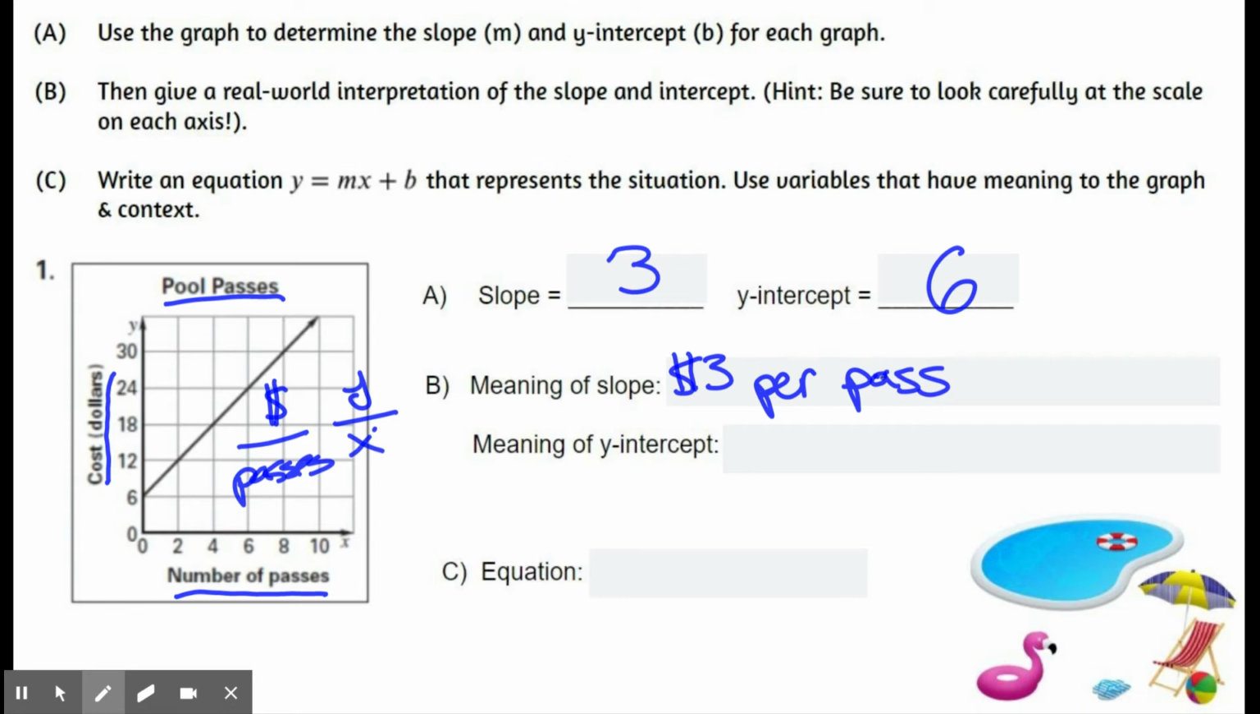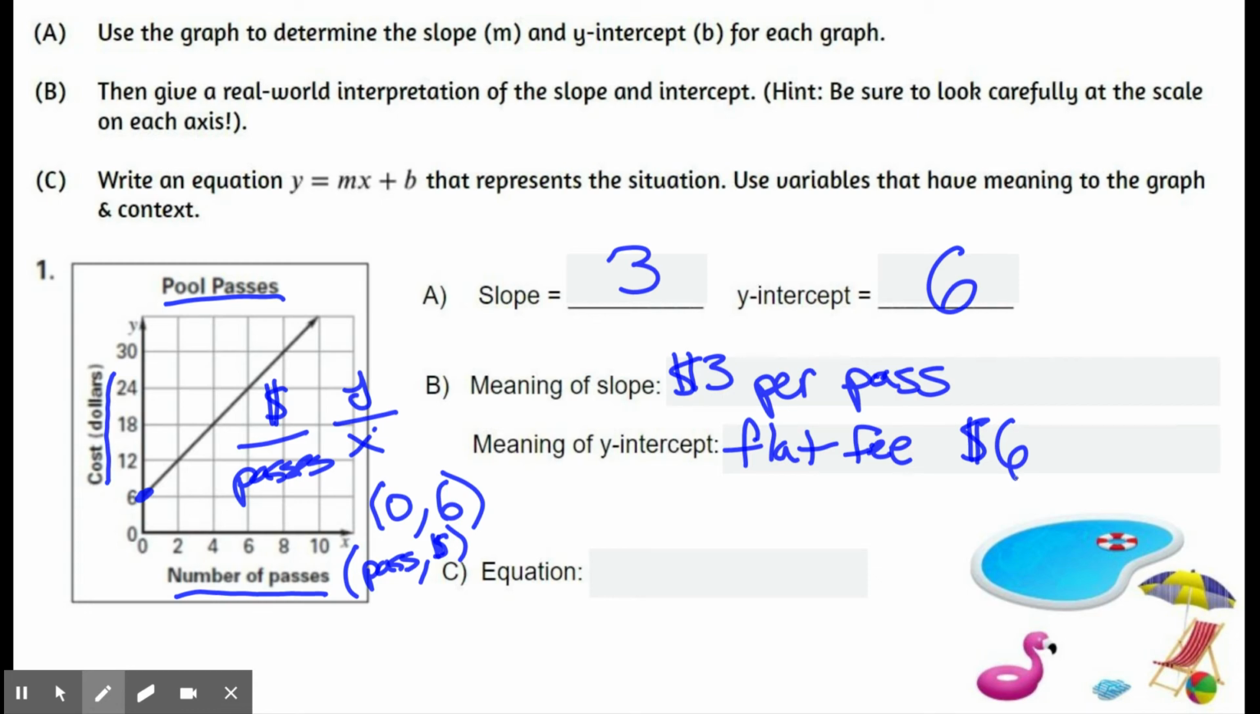Next, the meaning of the y-intercept. So again, the y-intercept is when x is 0, what y is, which is 6. So again, use what the axes are labeled. X is referring to the number of passes, and y is referring to the amount of money. So 0 is talking about how there's 0 passes, but the 6 is referring to how much you pay. So that means there is a flat fee of $6.